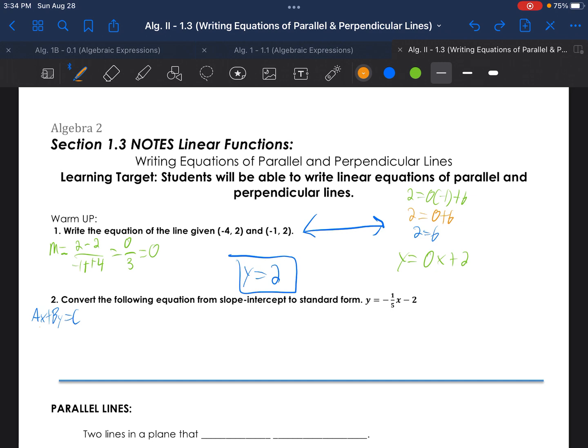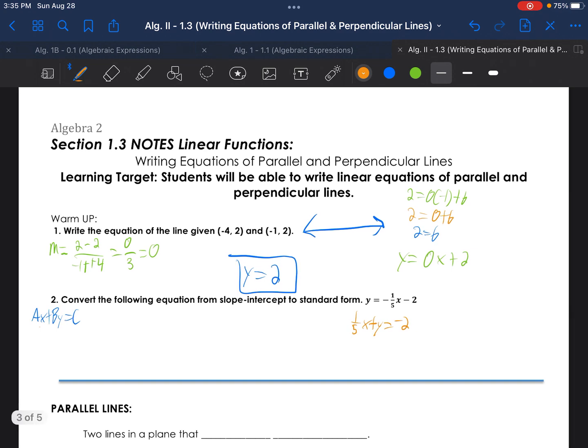Well, currently all 3 of those are issues. X is on the right side and y is on the left. They both need to be on the left. X is negative, but it needs to be positive. And there's a fraction. There's not supposed to be fractions. So first things first, let's get them on the same side. So I'm going to add 1/5 to each side, 1/5 x I should say, and get 1/5 x plus y equals -2.